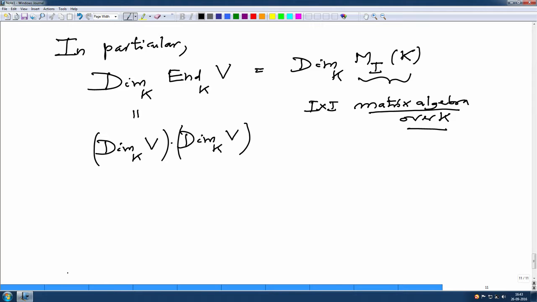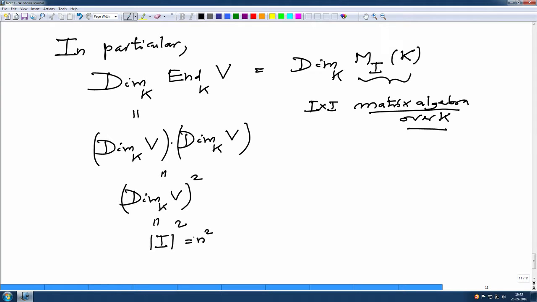In general, we have checked earlier that the dimension of Hom(V, W) is dimension V times dimension W. So this is dimension V whole square, which is cardinality I whole square. So this is also the dimension of the matrix algebra. And what is the basis? The basis should have so many elements. So if the cardinality of I is n, this should have n square basis elements.